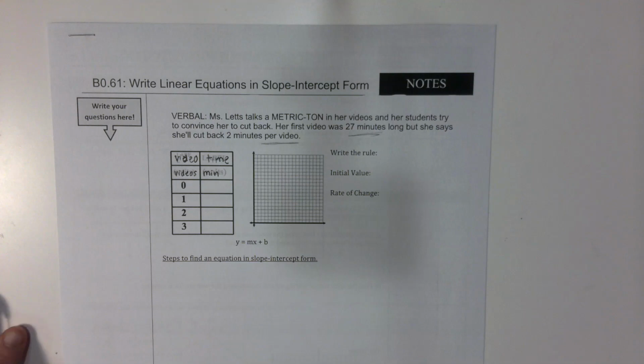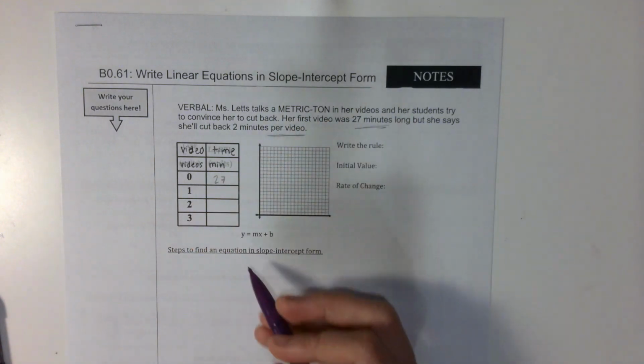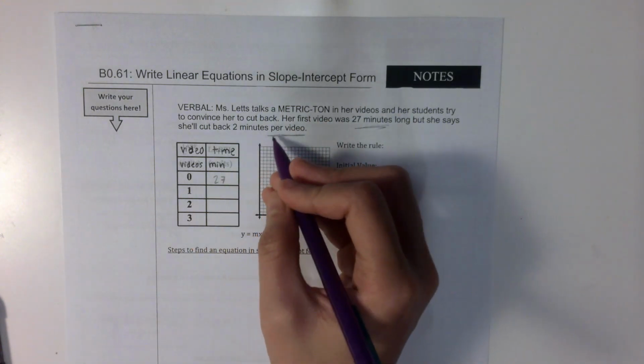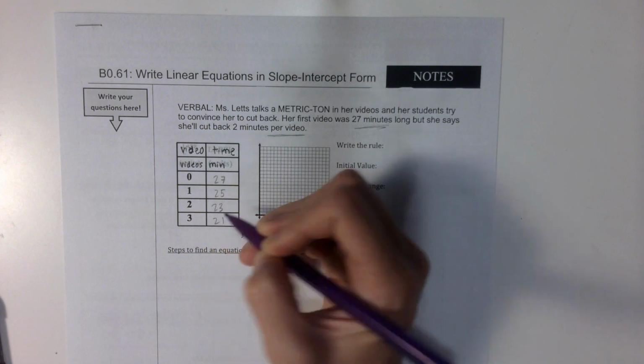Okay, so let's just start, right? We know that our first video is 27 minutes long. And then our next video, we're going to cut back 2 minutes per video. So for the next one, we go 25, 23, 21.